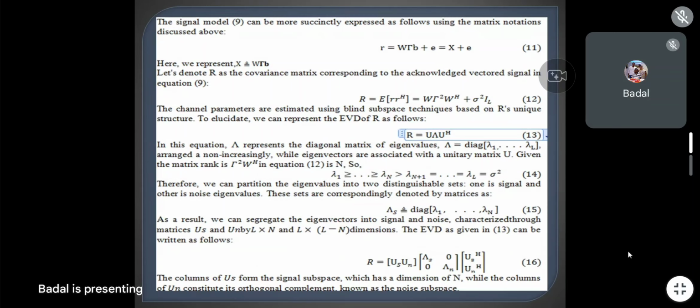As a result, you can segregate the eigenvectors into signal and noise parts characterized through the matrices US and UN, of dimensions L into N, and L into L minus N. The EVD can be written as follows: R is equal to ES and UN. The columns of ES form the signal subspace, which has dimension n, while the columns of UN constitute the orthogonal component known as the noise subspace.